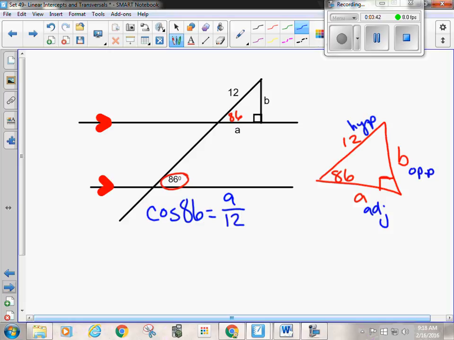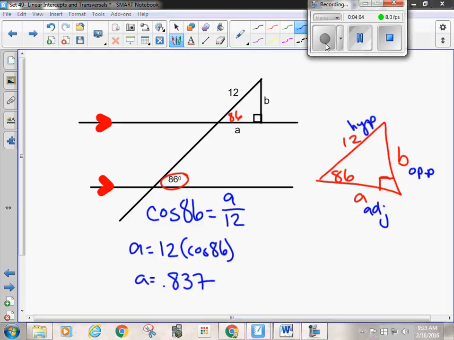So to find my A, I'm going to use cosine of 86, which is adjacent over hypotenuse. And I'm going to multiply both sides by 12. So A equals 12 times the cosine of 86. All right, take a moment and punch that into your calculator. 12 cosine of 86. And we end up with 0.837.